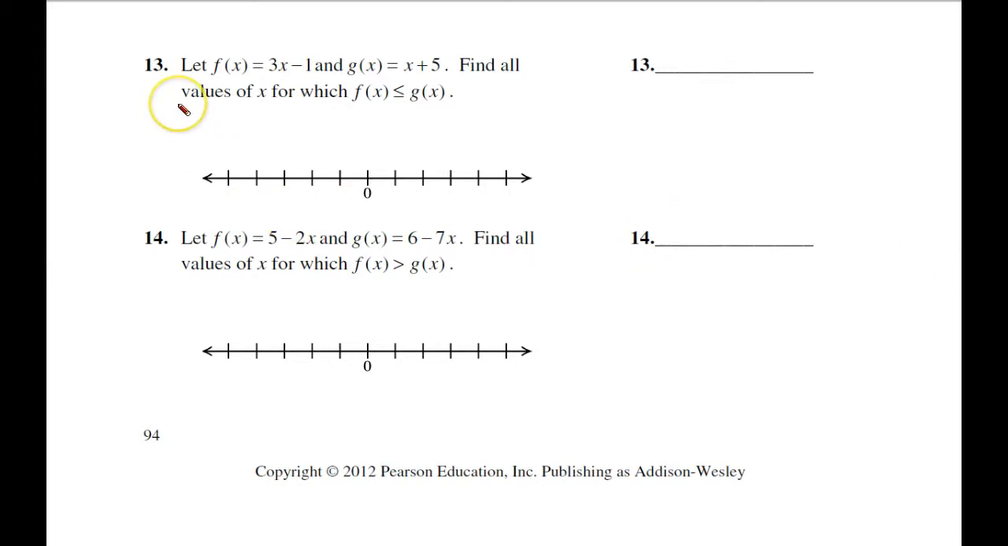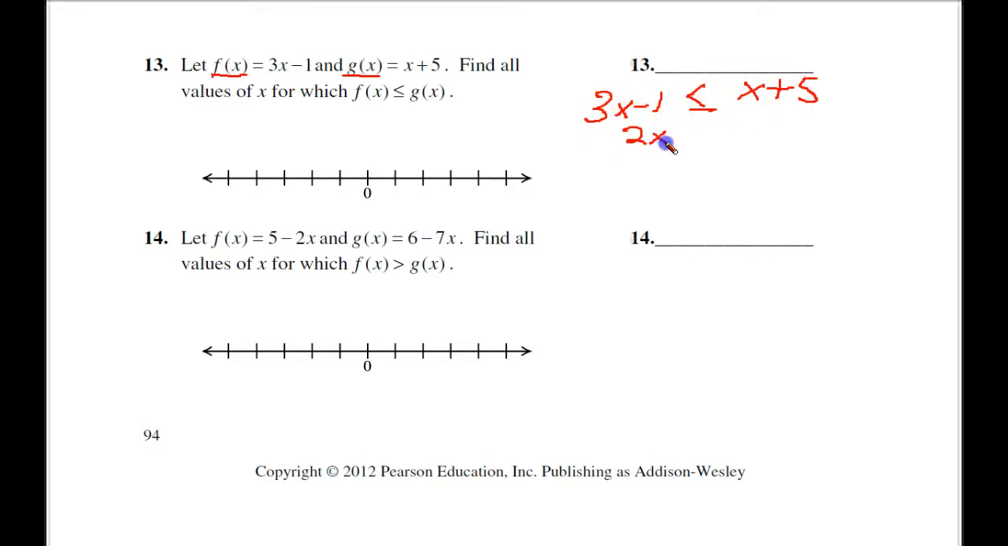Now for number 13 and 14, they're introducing function values, which is okay. And trying to understand it, of course, is the next step. Well, here they're saying this is the function of x and this is the function of g here. And now they're saying the function of x, which will be 3x minus 1, that's our f, is less than or equal to this g, which is x plus 5. So we're just going to solve that.